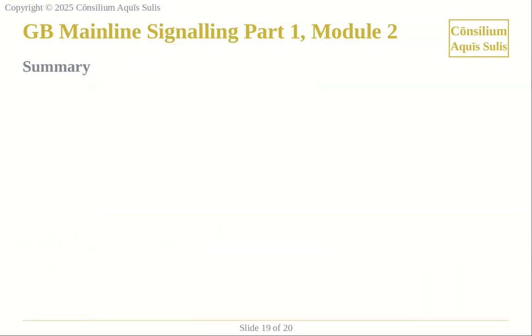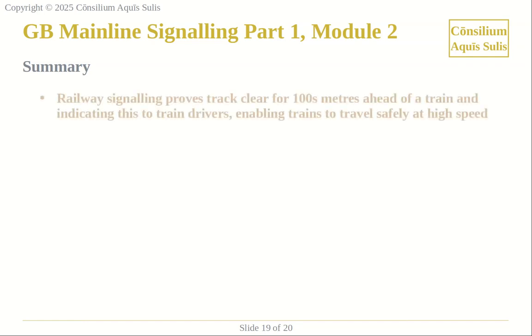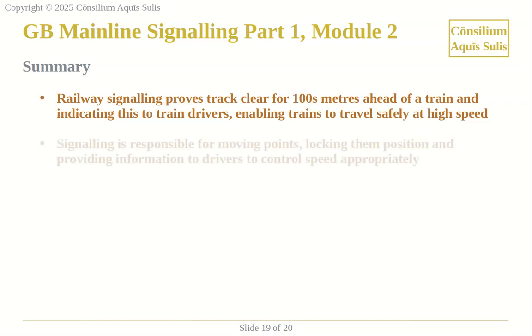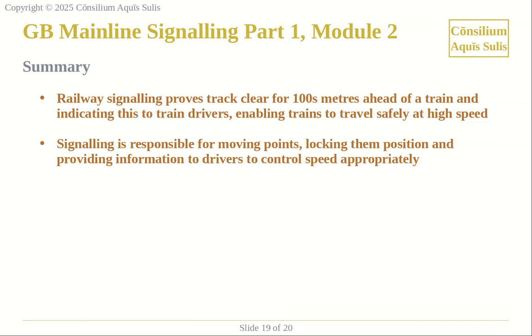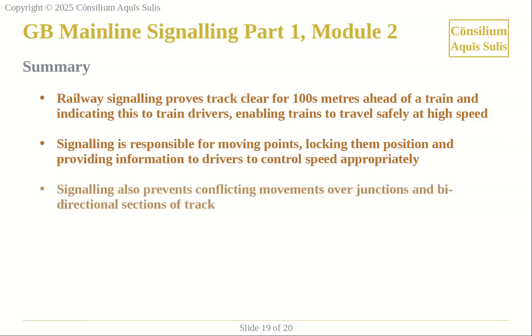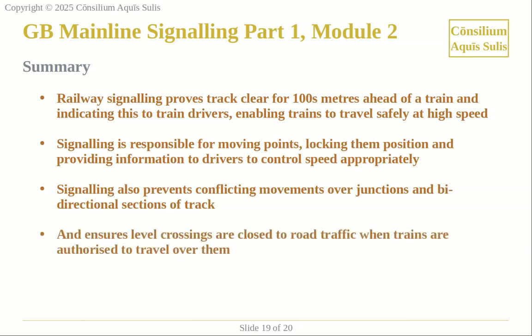So, in summary, why do we need railway signalling? We need railway signalling to enable trains to travel safely at high speed by proving track is clear for hundreds or even 1,000 metres ahead of the train and indicating this to drivers. We need signalling to move and lock points and provide information to drivers to control speed appropriately over them. We need signalling to prevent conflicting movements over junctions and bidirectional sections of track. And finally, we need signalling to ensure that level crossings are not simultaneously open to rail and to road traffic.